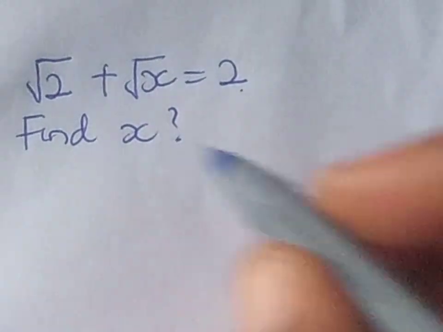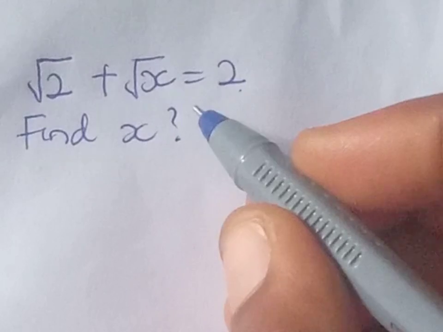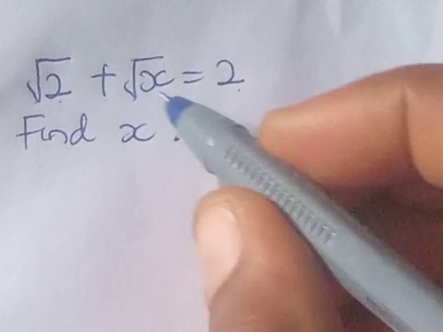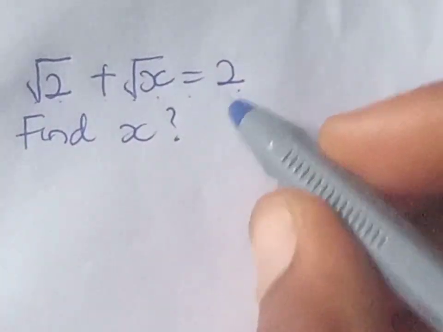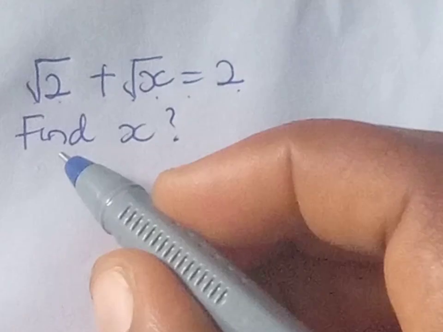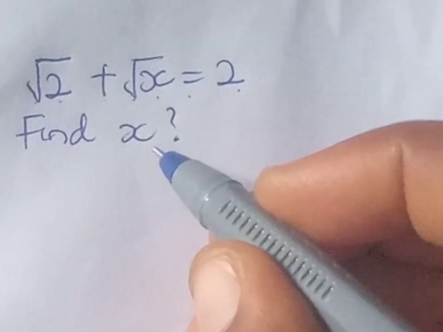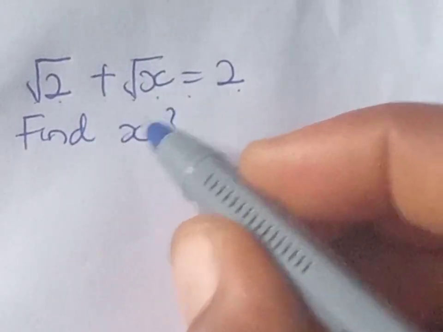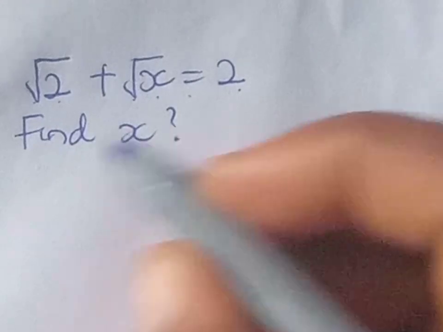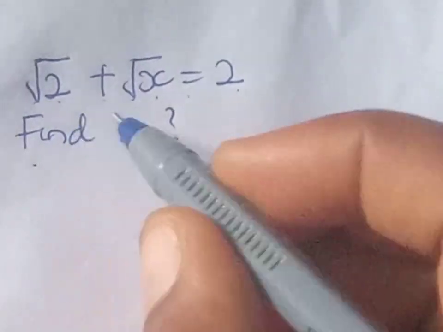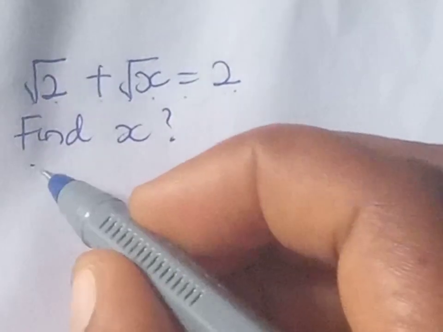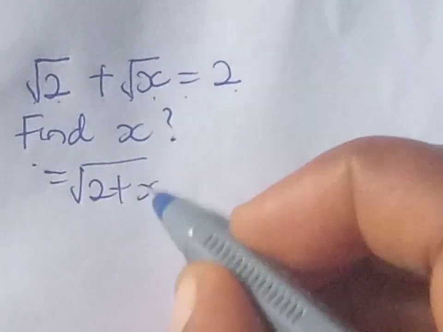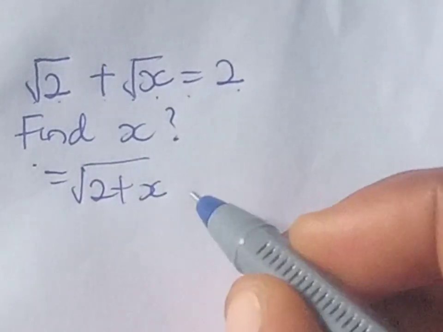Hello everyone, here is an expression before us which says square root of 2 plus square root of x equals 2, and it says find the value of x. Many people, whenever they see this type of question, the next thing is for them to say square root of 2 plus square root of x equals square root of 2 plus x, of which this is not true.